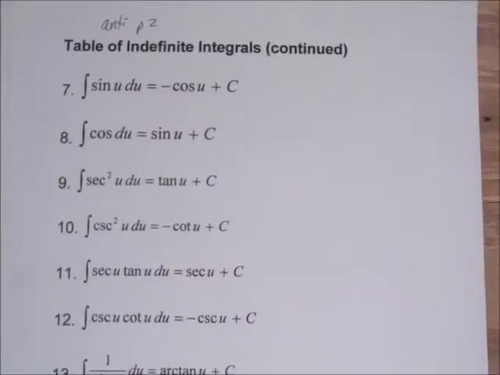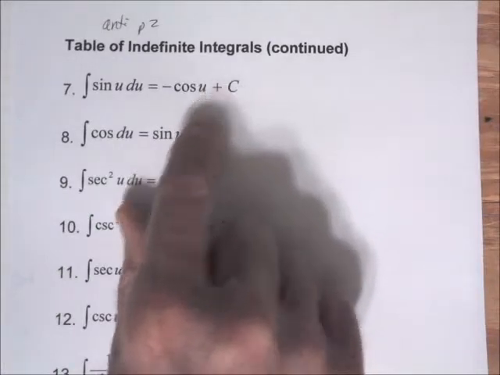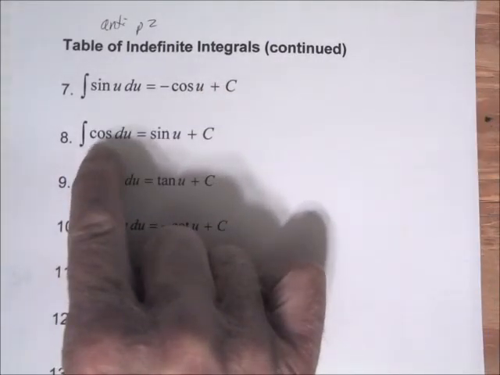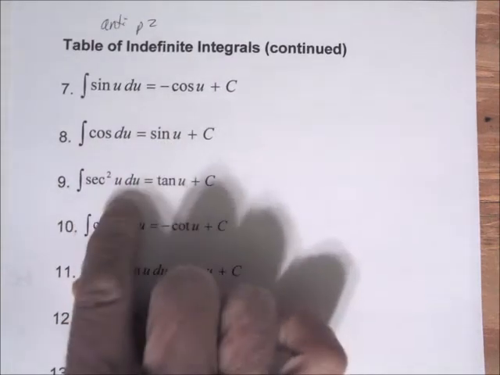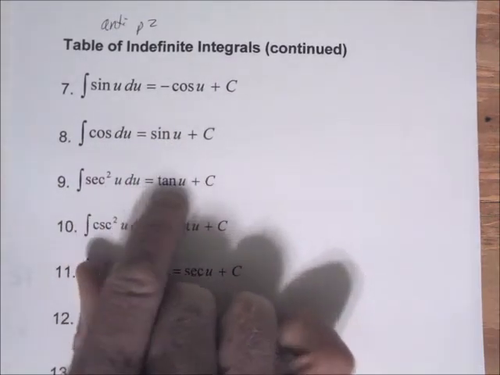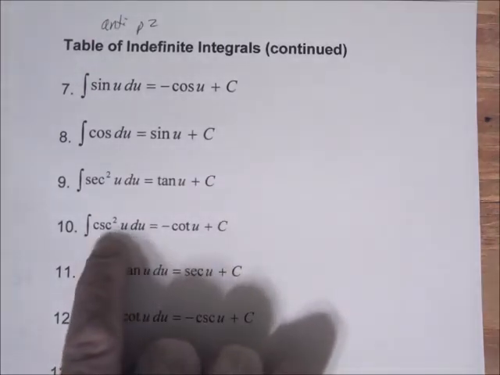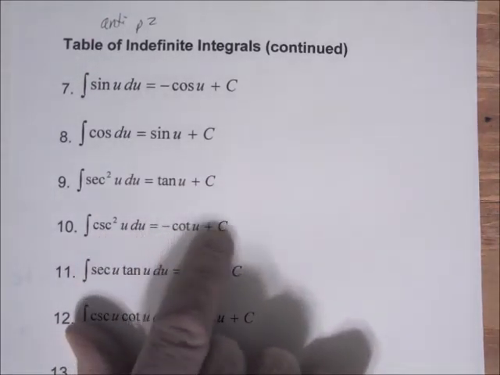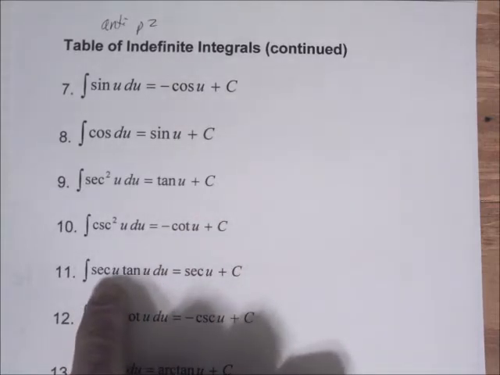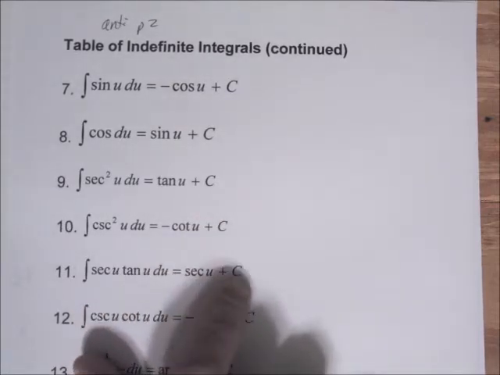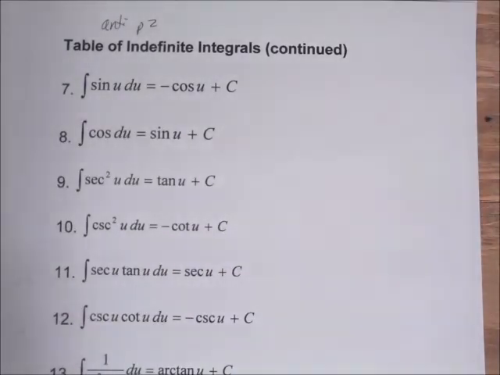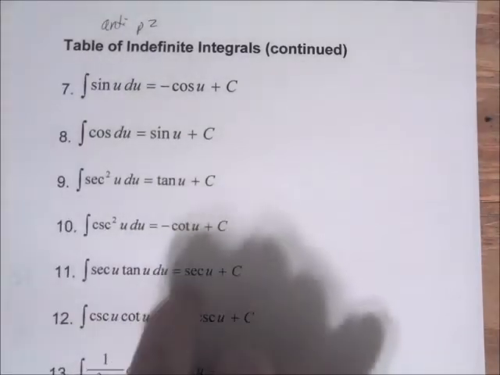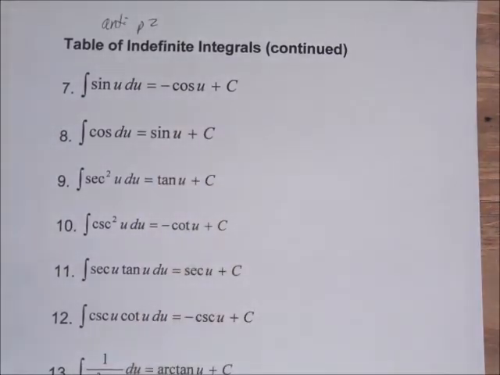The antiderivative of the sine is minus the cosine plus a constant. The antiderivative of the cosine is the sine plus a constant. The antiderivative of secant squared is the tangent plus a constant. The antiderivative of cosecant squared is minus the cotangent plus a constant. The antiderivative of secant times tangent is the secant plus a constant. The antiderivative of cosecant times cotangent is minus the cosecant plus a constant. So these are just reversing the rules for finding the derivative.